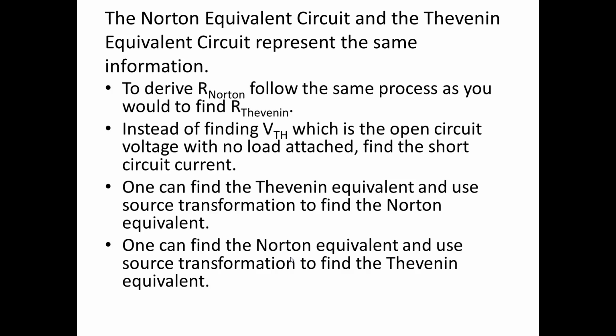Deriving R Norton, you follow the same process as you would to find R Thevenin. Instead of finding the Thevenin voltage, which is the open circuit voltage with no load attached, you find the short circuit current with no load attached. One can find the Thevenin equivalent and use source transformation to find the Norton equivalent. One can find the Norton equivalent and use the source transformation to find the Thevenin equivalent.